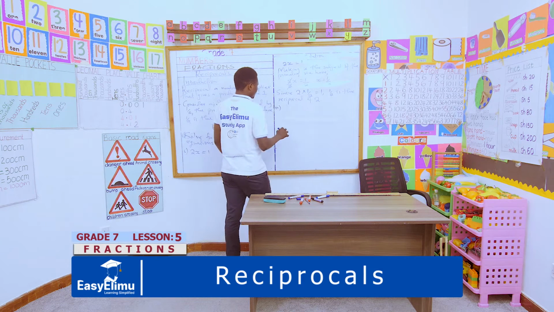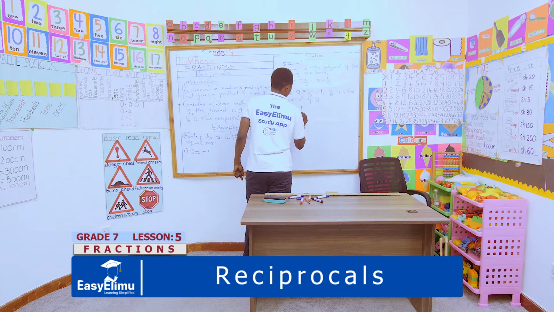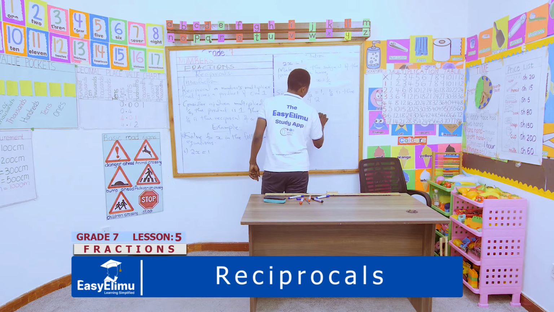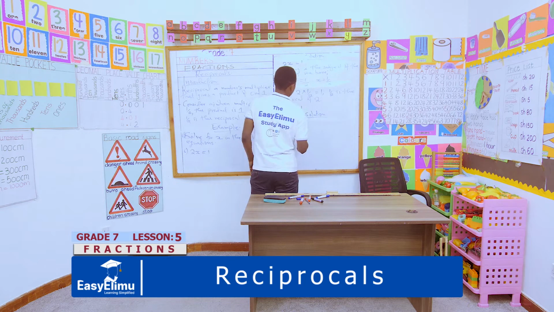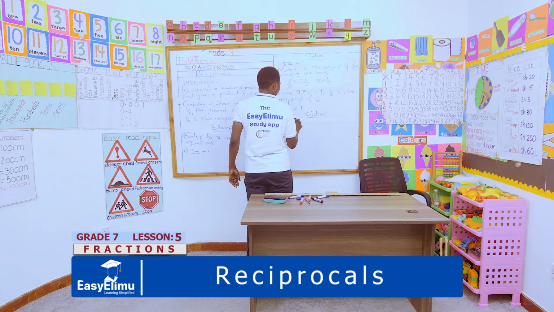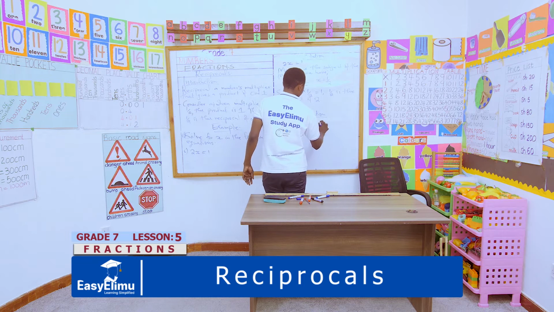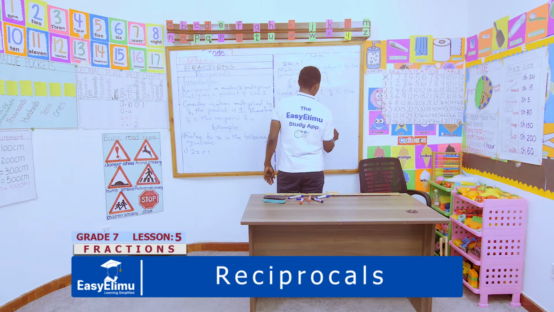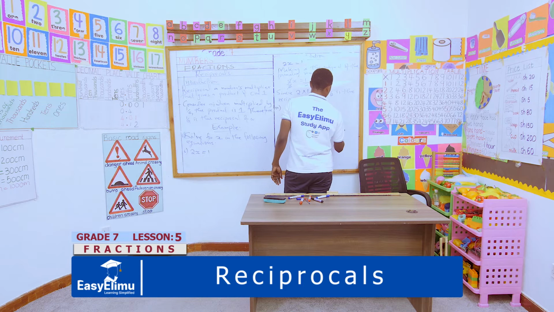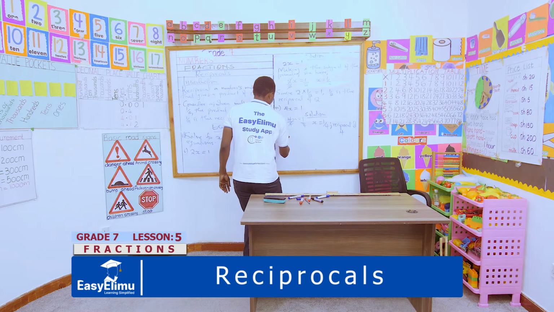Roman 2, 4x is equal to 1. Solution. We have 4x is equal to 1. Divide both sides by 4. Therefore, x is equal to a quarter, which is the reciprocal of 4.